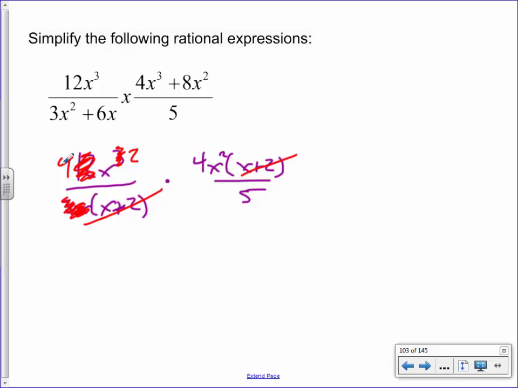You've got a 4 here and a 4 there. Multiply them though. So 16. You've got x squared right here and x squared right there. So x to the 4. And there's only a 5 left on the bottom. Is there anything left you can cancel that you can think of? 16 and 5 are not divisible by each other. You don't have any other binomials. Now we're done. So again, wait for the opportune moment.